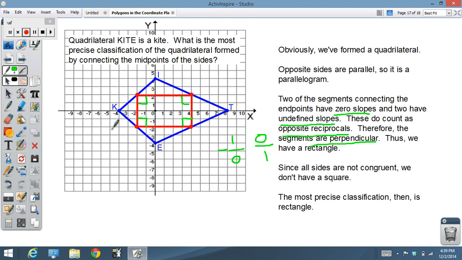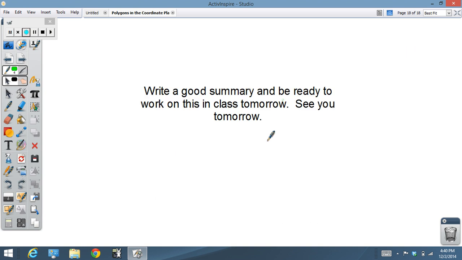And then we can check, of course, distances, to find out if it is a square. But in this case, I can just count these things. This is 6. This is 4. All right, no square. So, therefore, the most precise classification we can put on this is a rectangle. All right, so that's the kind of thing we're looking at. Remember those old tools, write a summary, and we will see you later.